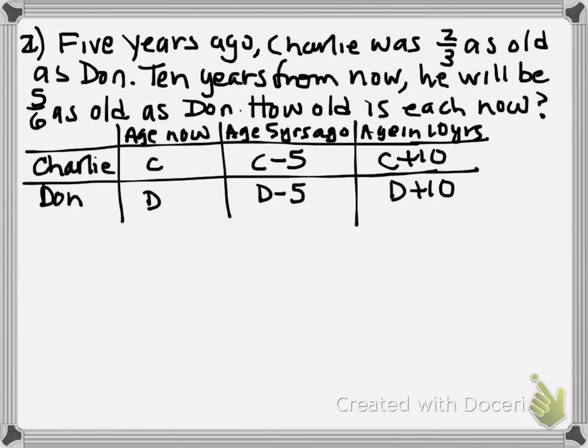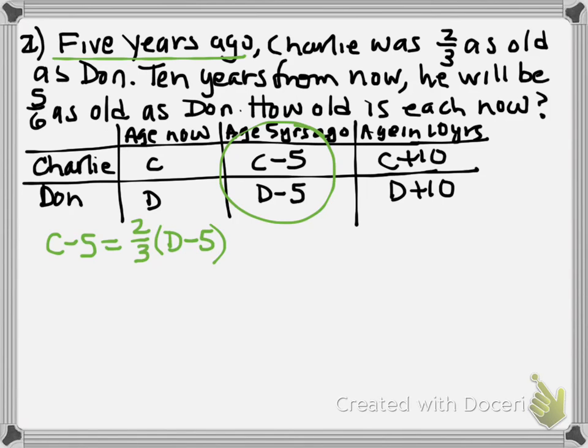So in the 5 years ago column, we're going to be using these definitions. So what was Charlie's age 5 years ago? C minus 5. And it says was, which is equals, 2/3 as old as Don. Ooh, how am I going to write that? That would be 2/3 as old as Don is now, but it doesn't say now. Okay, we need parentheses. Don's age and Charlie's age 5 years ago and in 10 years is a quantity. So we have to maintain the quantity by using parentheses. So that's the first equation.